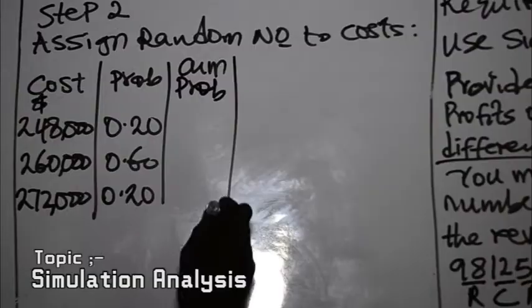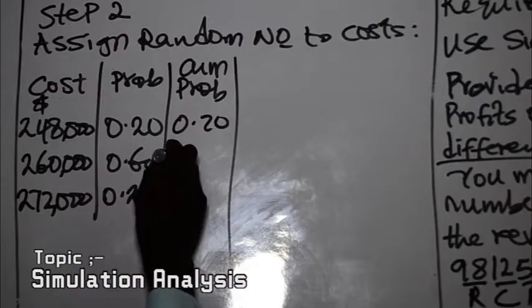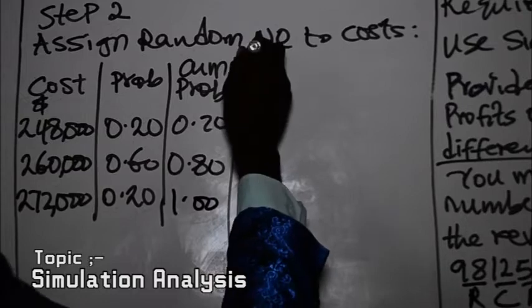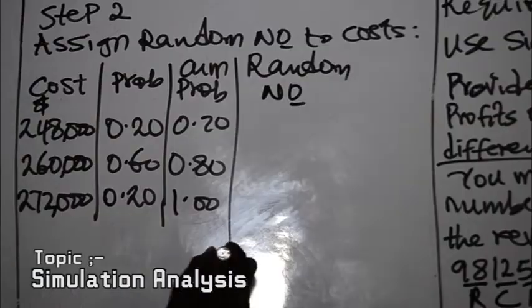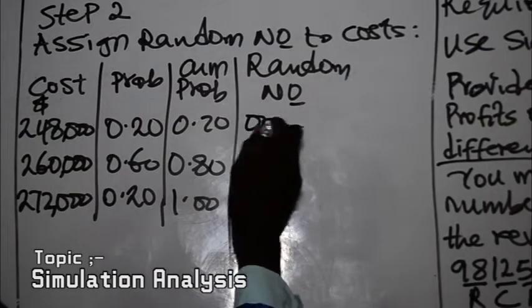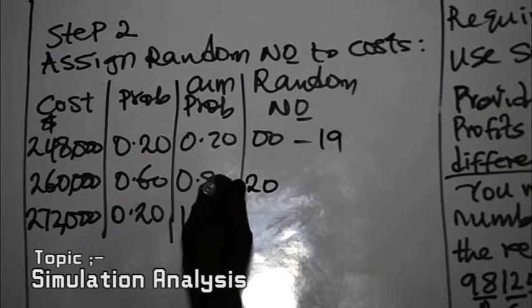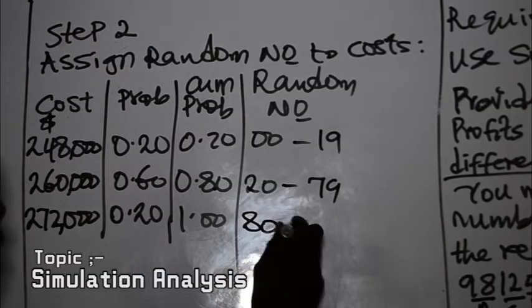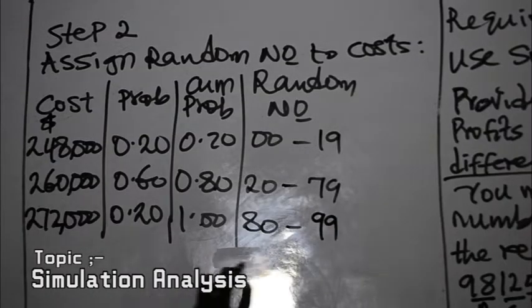Then the cumulative probability. We have 0.2. 0.2 plus 0.6 will be 0.8. 0.8 plus 0.2 will be 1.00. Then we have our random numbers. You start from 0. If you reduce 20 by 1, you have 19. The next one starts from 20. Then decrease 80 by 1, we have 79. The next one starts from 80. Then you reduce 100 by 1, you have 99. That is the random number range.